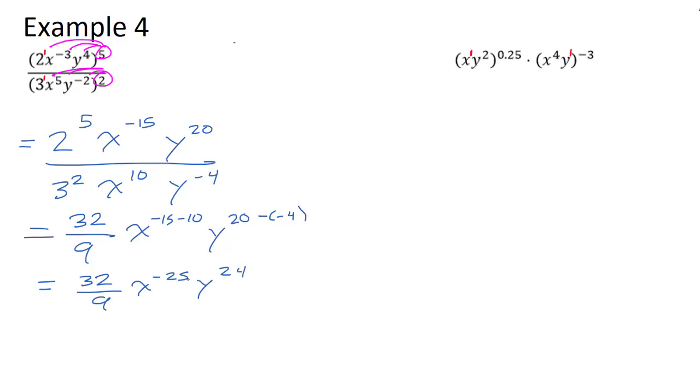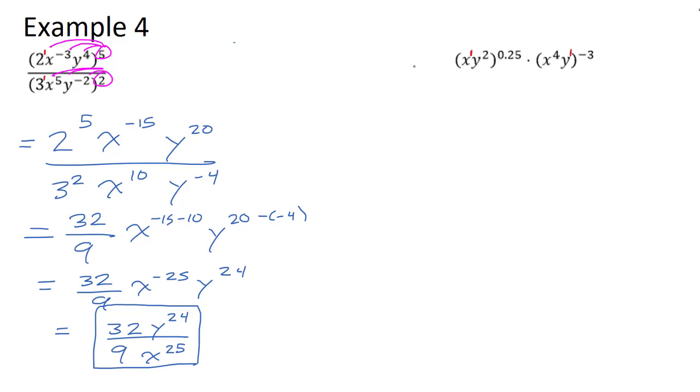Now, we need to clean this up a little bit. Basically, the simplest way to write this is the y stays on top because it has a positive exponent. The x term moves to the bottom because it has a negative exponent. We drop the negative. So there you go. You have 25 x's on the denominator, 24 y's on the numerator.